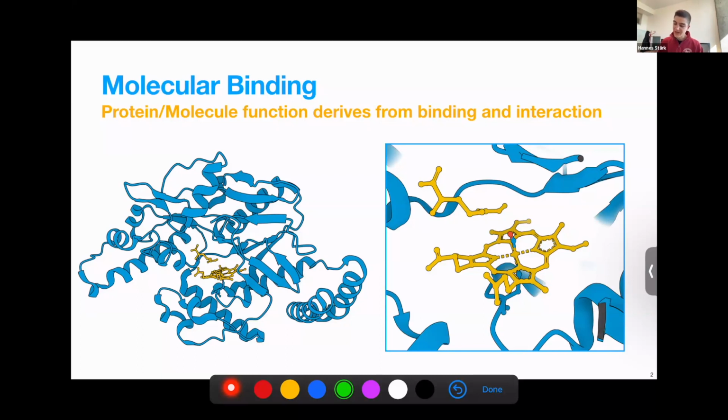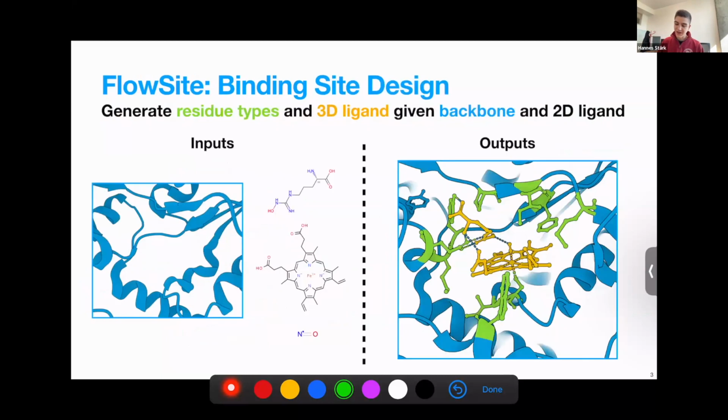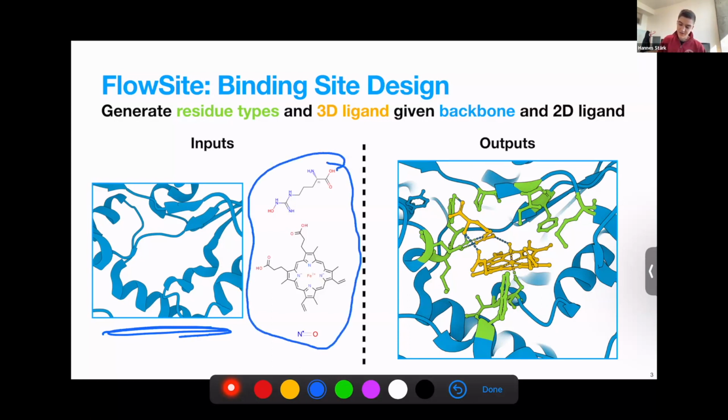Okay, but then how do we concretely define our task? Well, we have as input the 3D structure of the backbone of a protein given, like without side chain coordinates, right, and without residue identities, and we have the 2D chemical graph of some ligands, which we will call a multi-ligand if it's multiple ligands, as input.